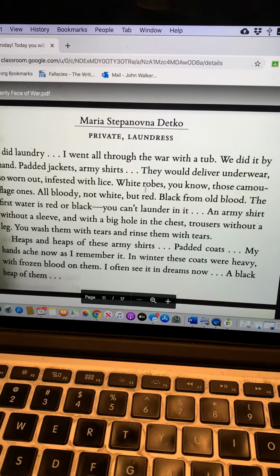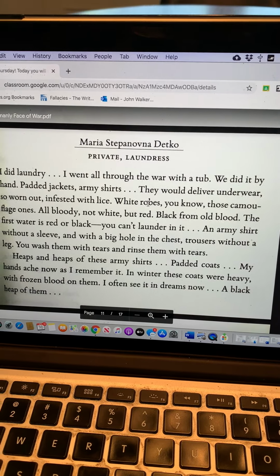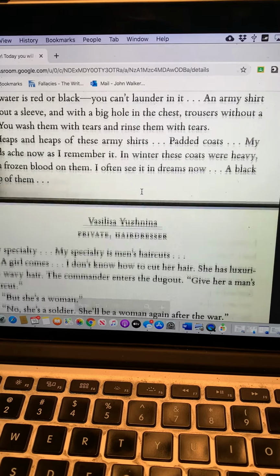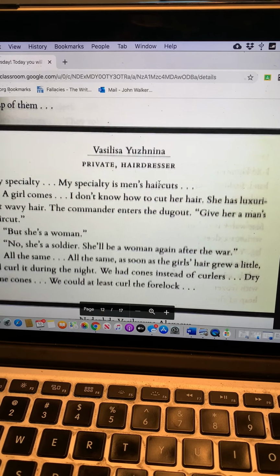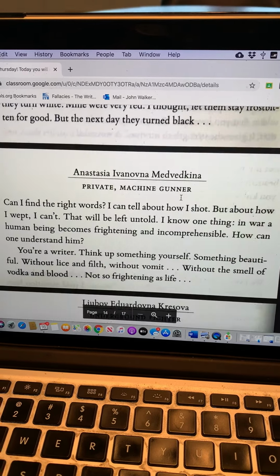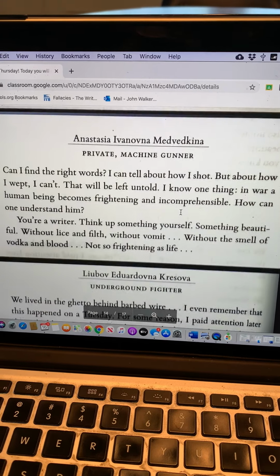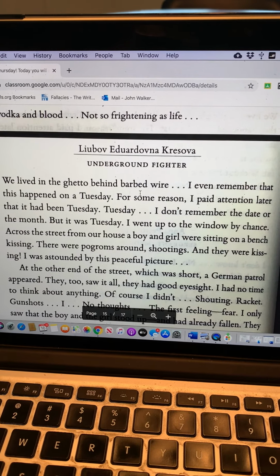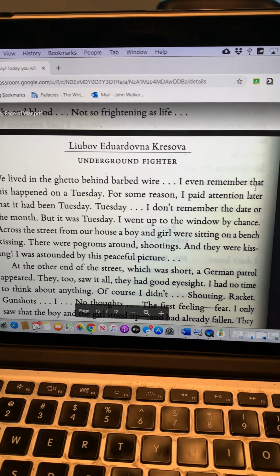And so as you look through here, what are traditional jobs? Well, I'm looking at this one, laundress. A woman doing the laundry, is that a traditional job for a woman? Hairdresser, is that a traditional job for a woman? Ask yourself that. Telegrapher, is that a traditional job for a woman? Machine gunner, is that a traditional job for a woman? An underground fighter, is that a traditional job for a woman? And so make that decision. I want you to find 3 different jobs that are traditional women's roles, okay?